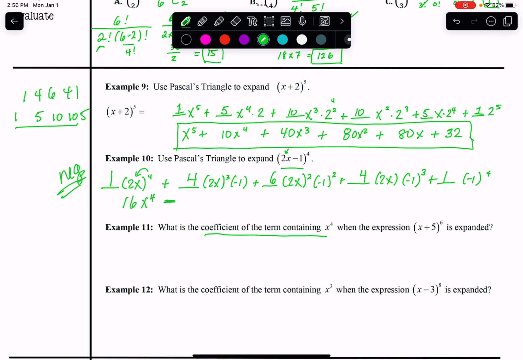a positive. And I have, this would be 8x cubed, this right here. So you really have 32x cubed.